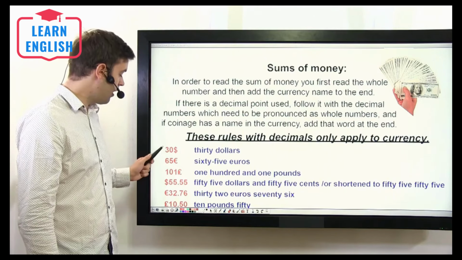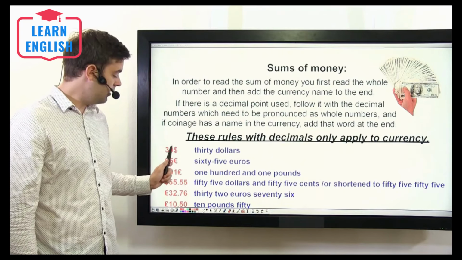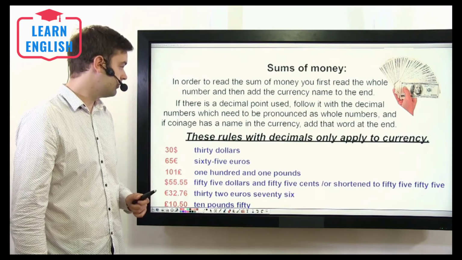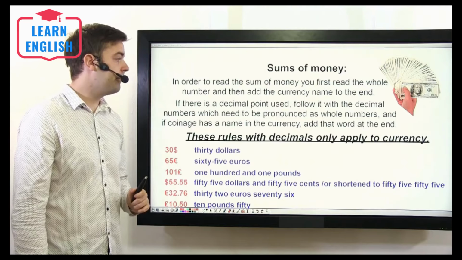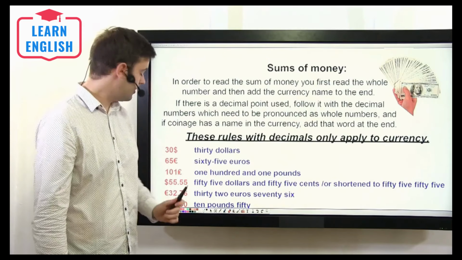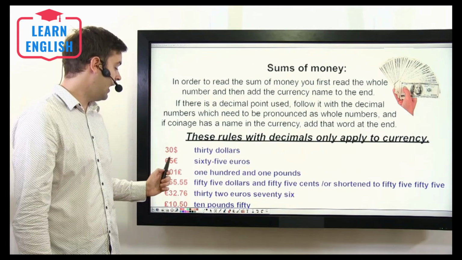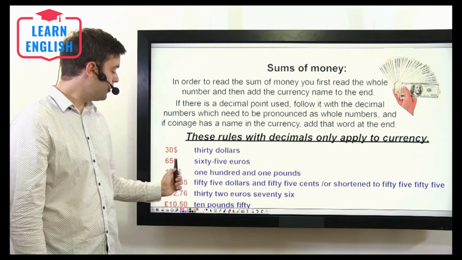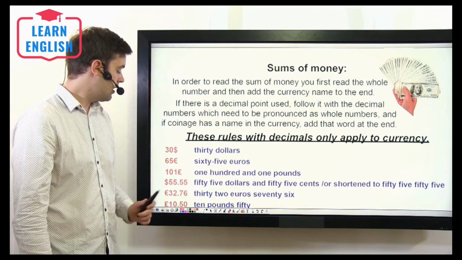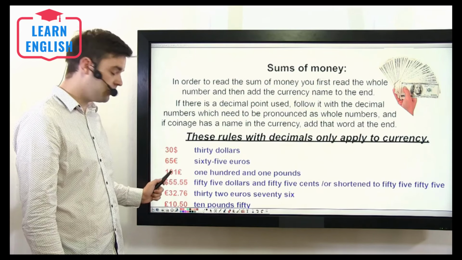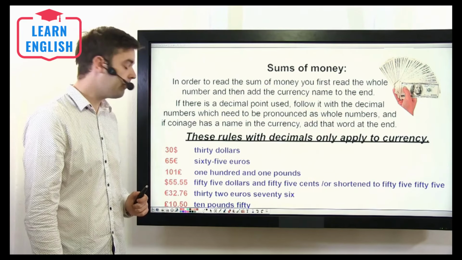Here we have $30. So remember, you read the sum of money as a whole number and then add the currency name to the end. So here we have $30. Here we have 65 euros. Here we have 101 pounds.